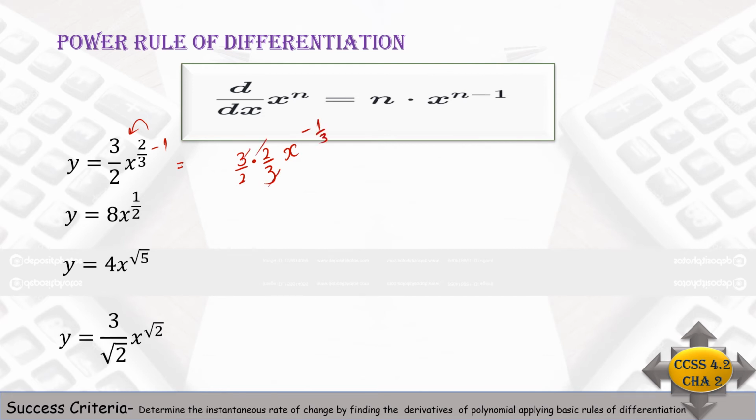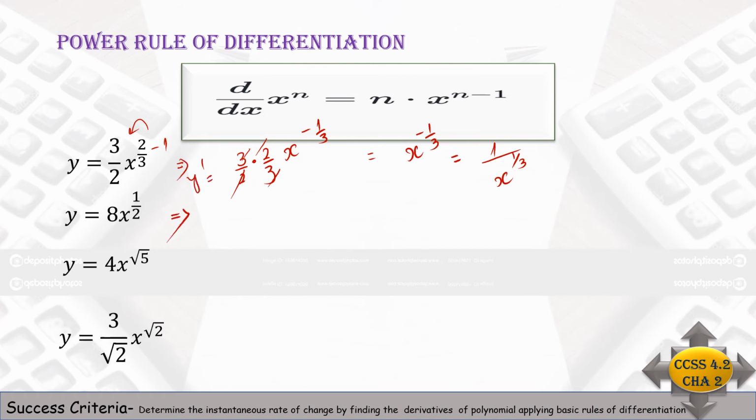So this 3 cancels, 2 cancels. So you will get x to the power negative 1 over 3. Convert the power and change it into the positive 1. You will get 1 over x to the power 1 over 3. So this is your derivative.